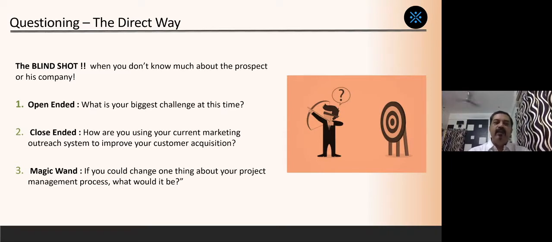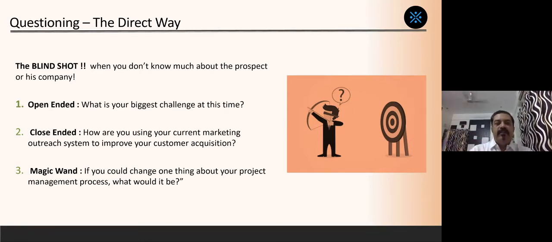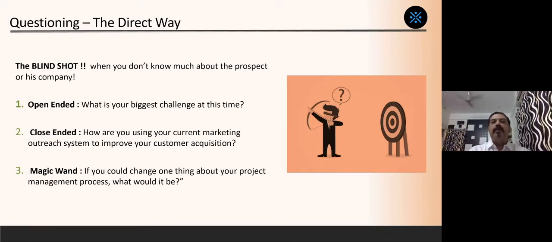So magic wand is where you're putting a hypothetical situation, right? So it goes like this. If you could change one thing about your project management process, what would it be? Right? Or the magic wand reference also could be made directly, but in the Indian context, it doesn't work very well. So assuming you have a magic wand in your hand, what is the one thing that you would change about your project management process? Right?